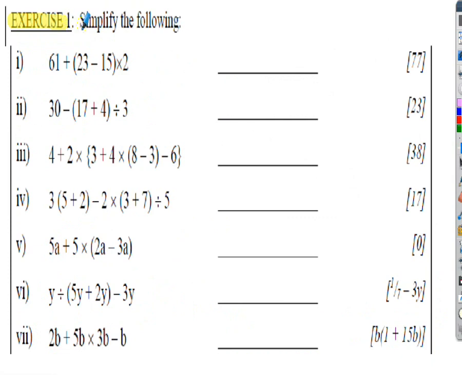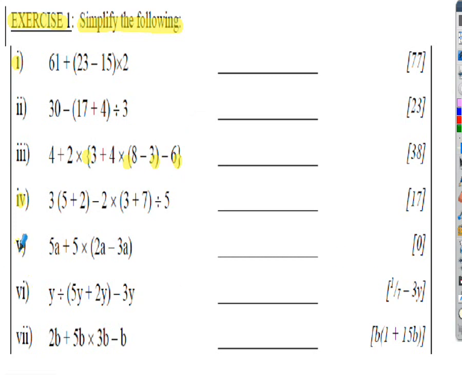Exercise 1, we're asked to simplify the following questions. Now actually question 1 through to question 4 here are numerical calculations, so we'll end up with a pure number. They're quite complicated calculations, you have to apply the precedent rules very carefully. So be careful with question 3, you've got nested brackets here, you have brackets within brackets, so we need to apply BODMAS carefully within the brackets.